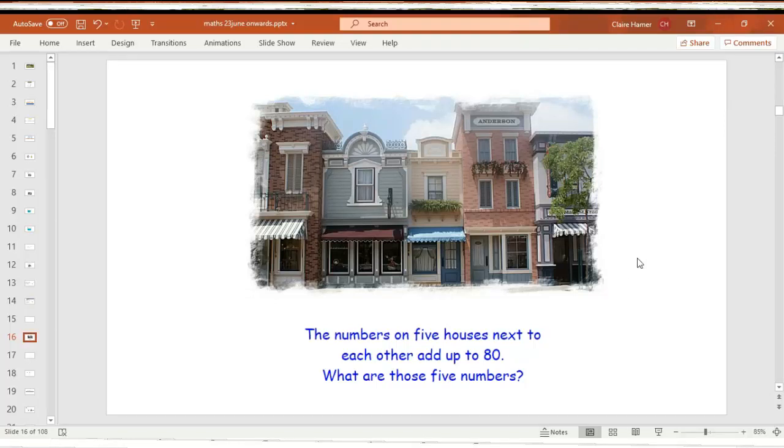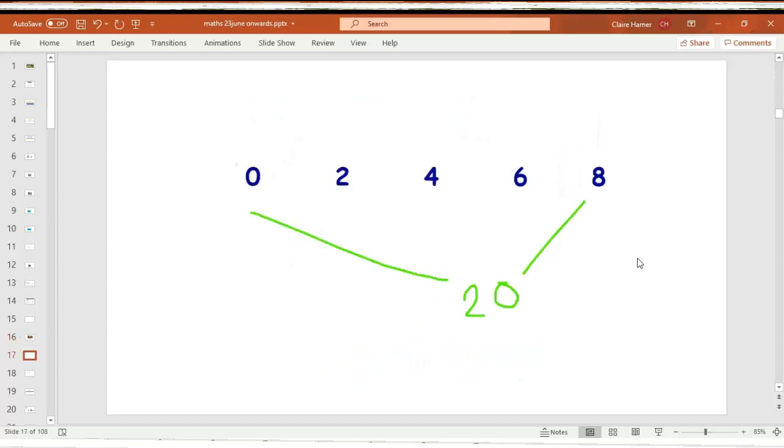Right, I'm going to reveal my thought process. So first of all, I wrote down my odd and even numbers. Then I decided that it had to be the even side of the street. I chose 2, 4, 6, 8, and 0, because a house is never numbered 0, so 0 would be a multiple of 10. That makes it even, because all multiples of 10 are even. When I added up these 5 numbers, I got 20.